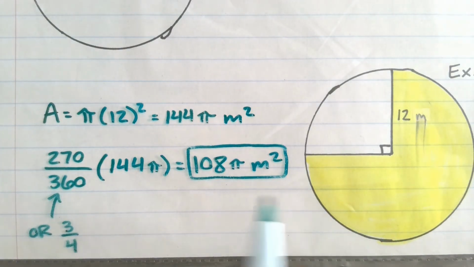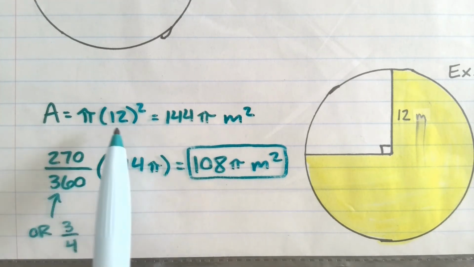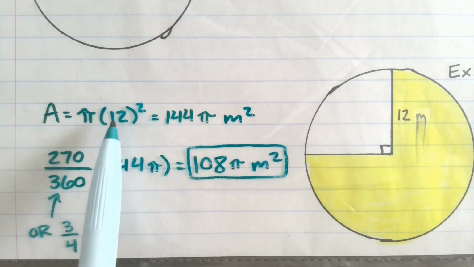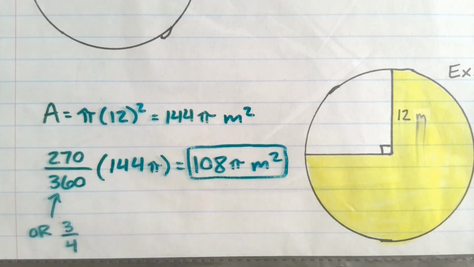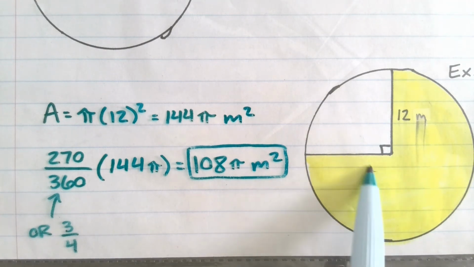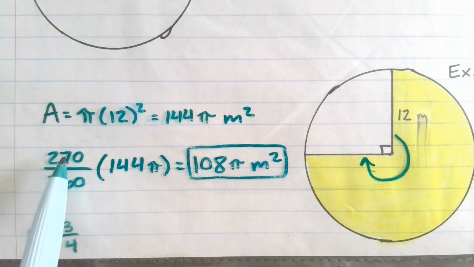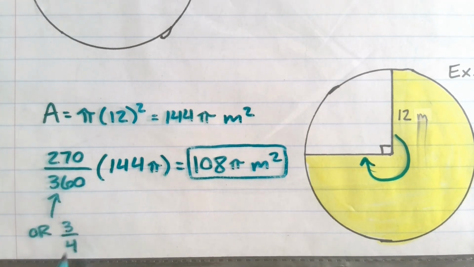So the area of this sector should end up being 108 pi meters squared. Make sure for your area that 12 was the radius this time. Squaring it, we get 144 pi meters squared for the whole area. And then the highlighted region here, since that's 90 degrees, we could subtract from 360 to get 270 degrees for this angle. So we can take 270 over 360, or we could notice that it's 3/4 of the circle, and that would work as well. Multiplying by our total area should get you that 108 pi.